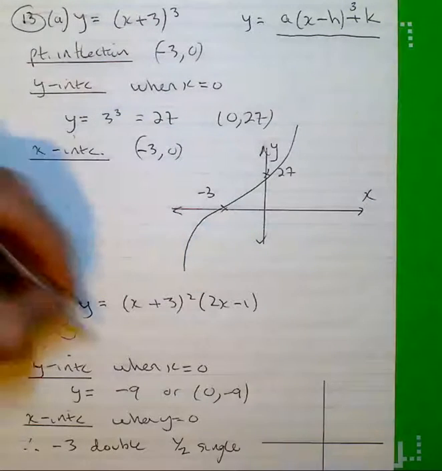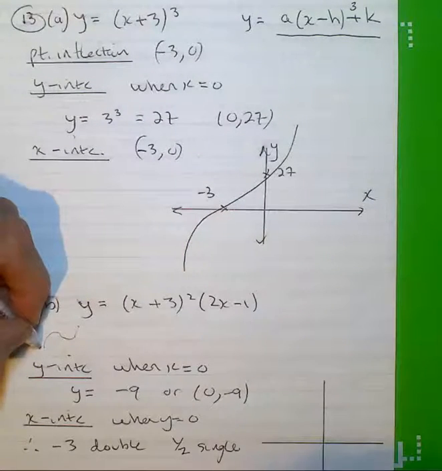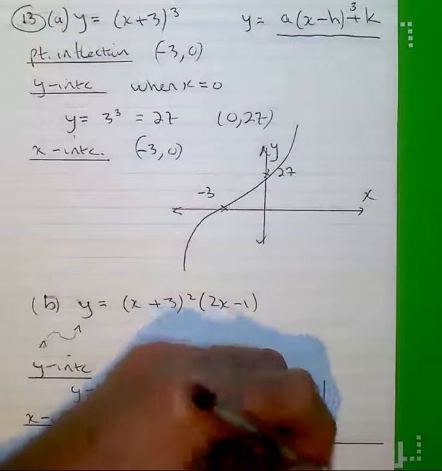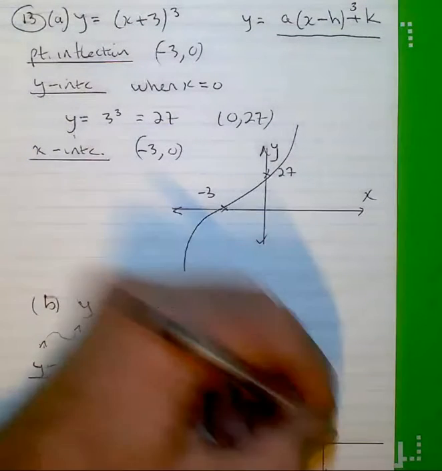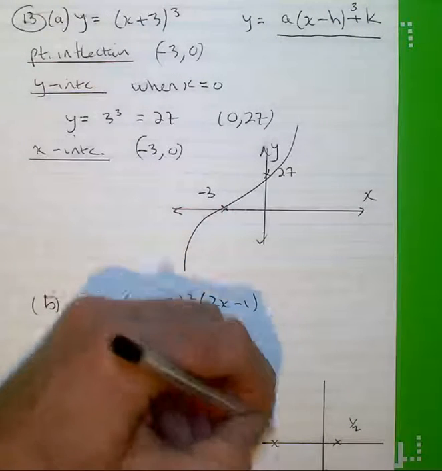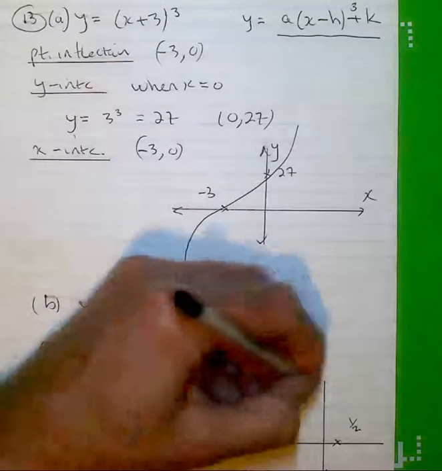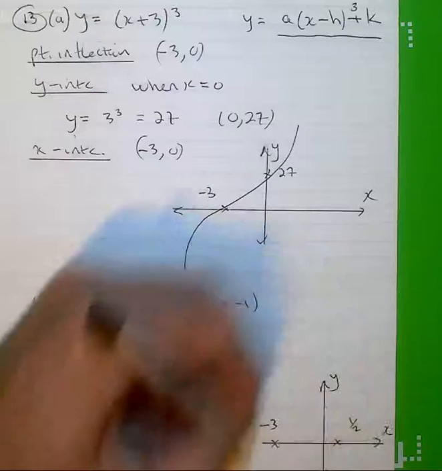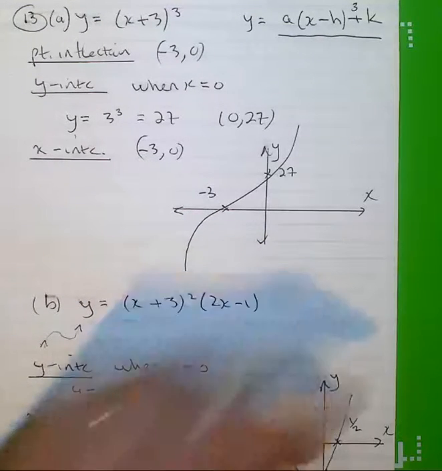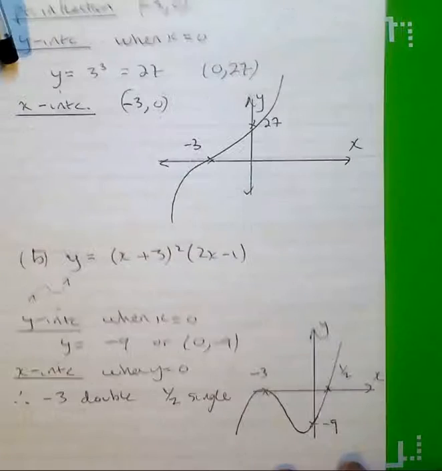Oh, forgot to mention the shape. We're coming from the negative, negative, ending up in the positive, positive. Something along the following lines will be the order of the day for our graph there.